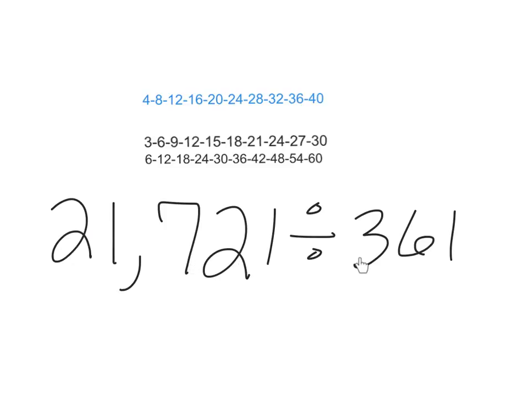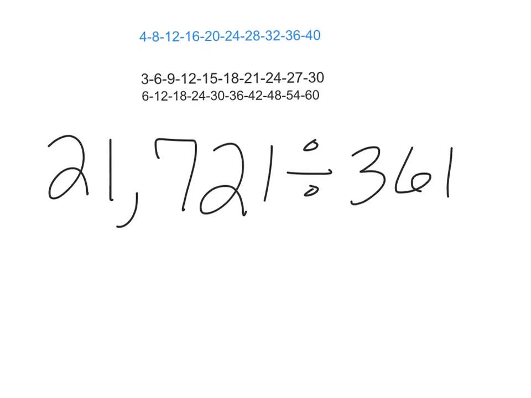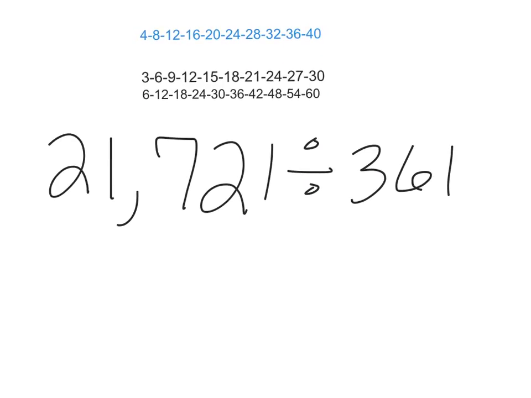21,721 divided by 361. So as you see, I got my 3's and my 6's. I didn't need to do my 1's. And then I also did my 4's because I'm going to estimate up to 400 when figuring out how many times this number will go into this number. So first thing I want to do is create my area box. I'm going to make a little more room, and bam, there we have it.